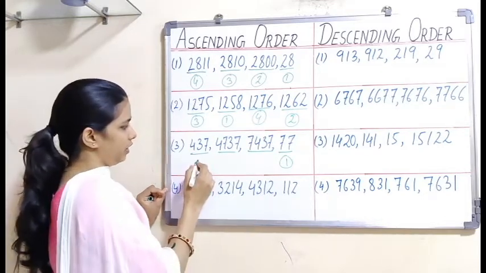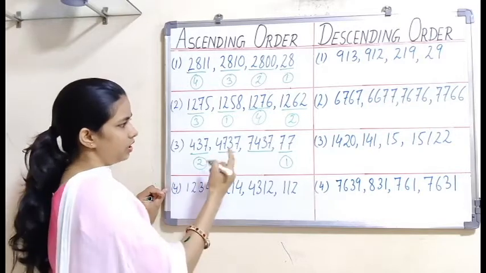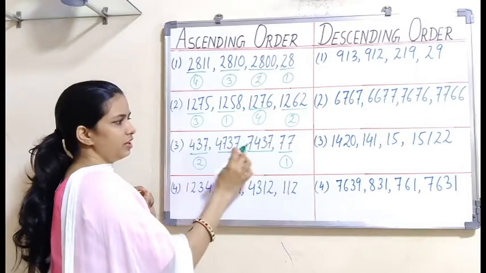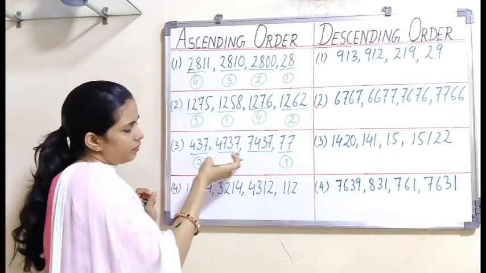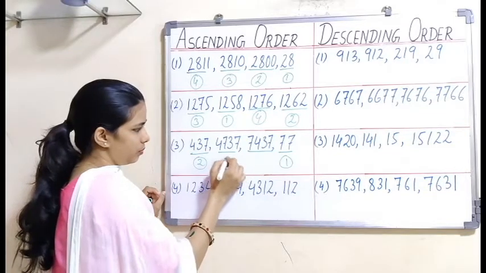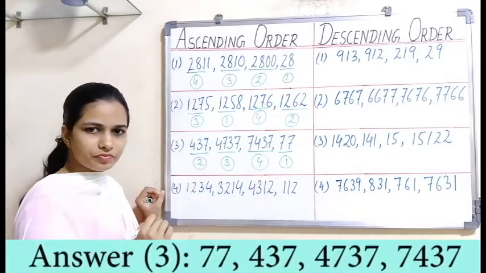Then the next one is a 3-digit number, then these two are 4-digit numbers. So when we see here, we have 4 and here we have 7. Obviously 7,000 is more than 4,000, right? So 4,000 will be numbered as 3 and we will number this as 4.